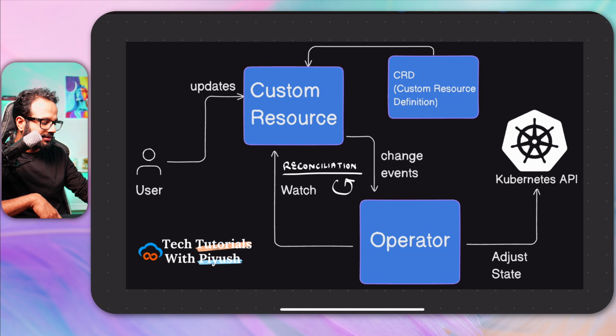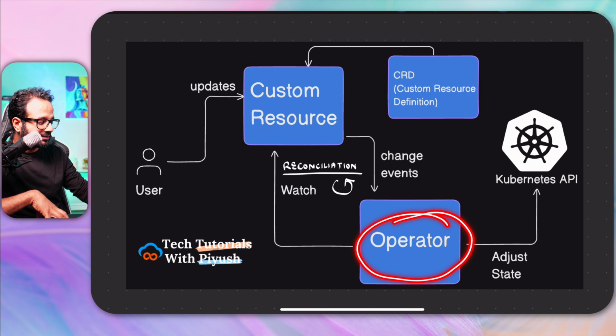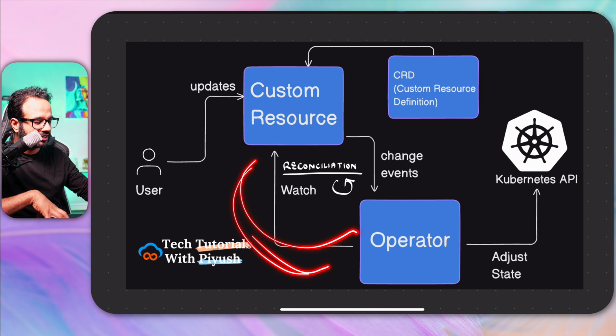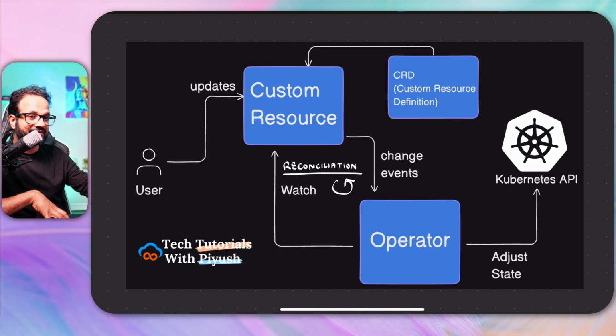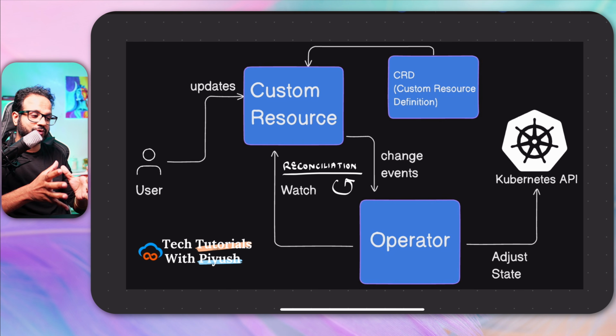Okay. And whenever a user makes any changes in the custom resource, this operator, because it is continuously watching your custom resource, there is a reconciliation loop, as we call it. It's a loop that's going on, so it keeps on watching your custom resource for any changes, and whenever it detects any changes, it catches that event and adjusts the state in the Kubernetes API. Okay, so it actually makes sure that your desired state should always be equal to the actual state of the resource.